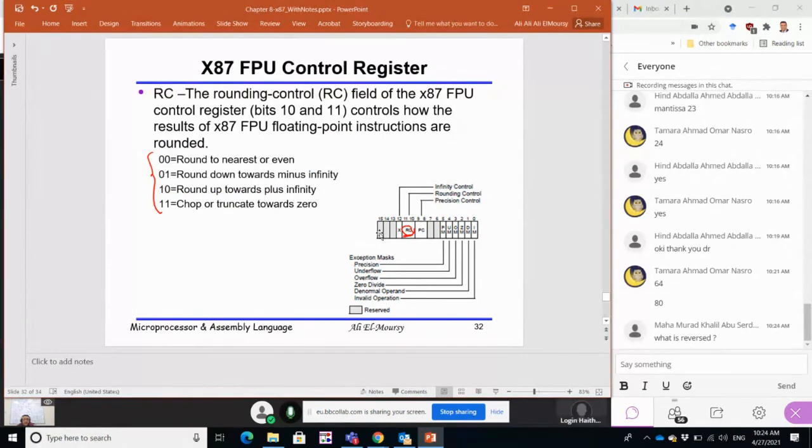طيب. The second thing that we want to talk about in the control register اللي هو ايه بقى؟ The second field, which is bits 10 and 11. Those are called the RC bits, surrounding the control fields. Okay, and here, as we just mentioned, we have to do rounding for the numbers. Do you still remember the example of addition in the last lecture?